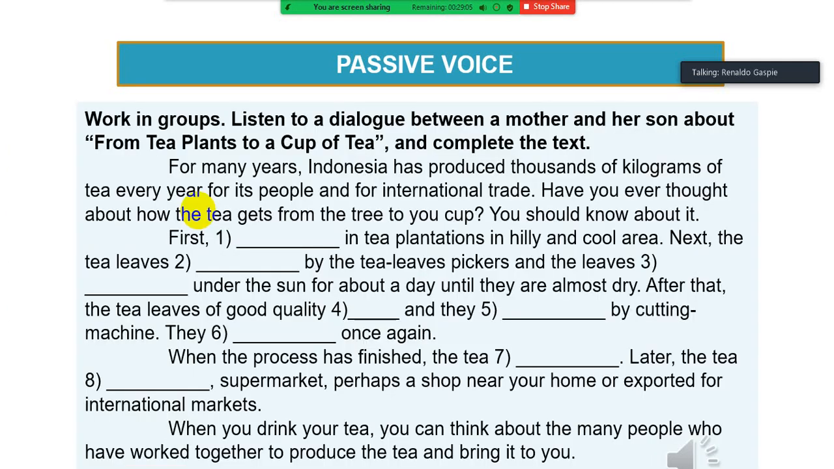And now Mas Mbak semuanya, we are going to identify the structure of passive voice. Kita akan mengidentifikasi struktur dari passive voice by listening the process of from the tea plants to a cup of tea. So you will have to work in groups. So Lina will work with Annie to fill the missing words. So you will have to listen to the dialogue between a mother and her son talking about from tea plants to a cup of tea. And then after that you will have to complete the missing words. Now, is it understood, guys? Yes. Okay, I will play the audio 3 times, so you will have to pay attention carefully.